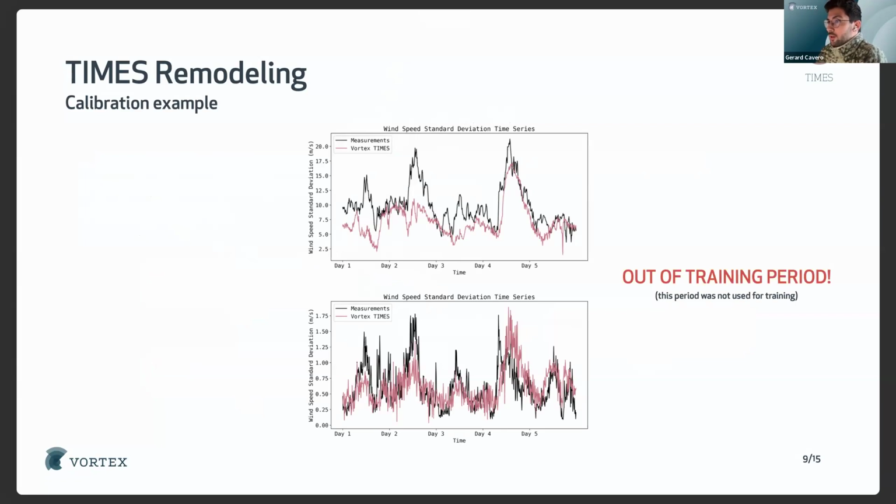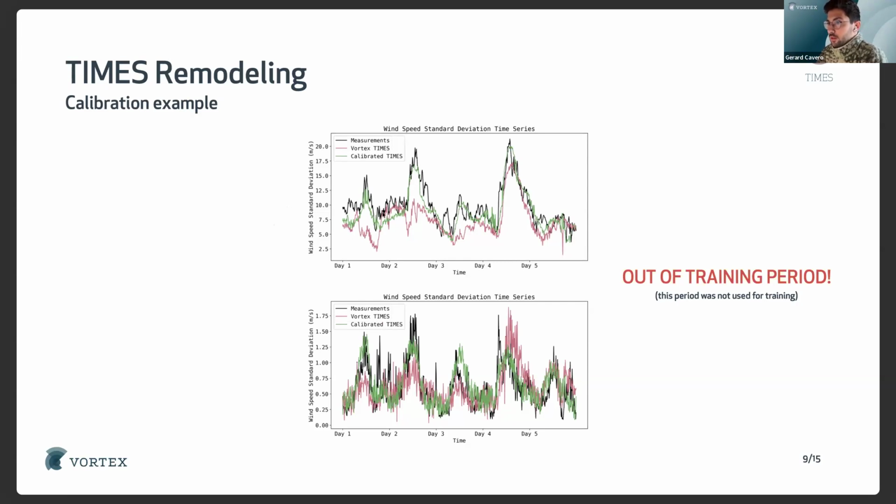In black, we have the measurements, and in pink, we have the Vortex Times, so the non-calibrated time series. So we can use, for example, 1 year of measurements that are not included in this period that I'm showing. So this is an out of training period. We can use 1 year of data to train the MCP, and once we perform the prediction for the whole period, we can plot the calibrated Times or Times remodeling here.